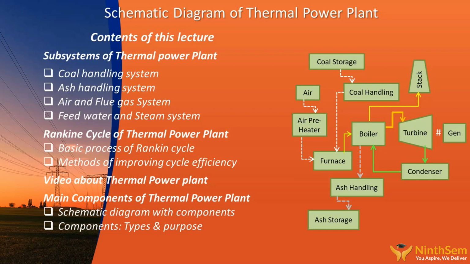Once we discuss these systems, then we will discuss the Rankine cycle. That is the basic thermodynamic cycle on which the thermal power plant works. We will discuss the basic process of the Rankine cycle, and what methods are involved to improve the cycle efficiency.